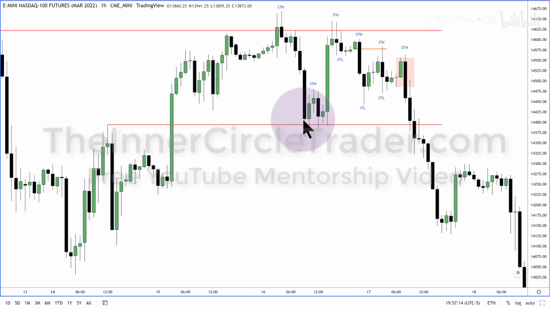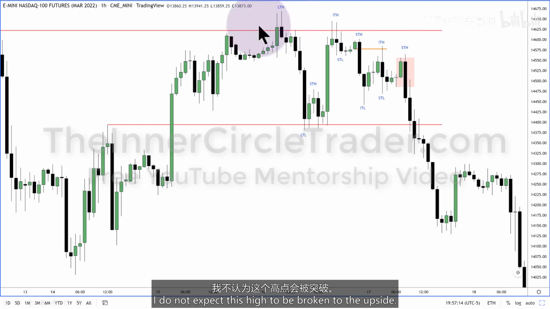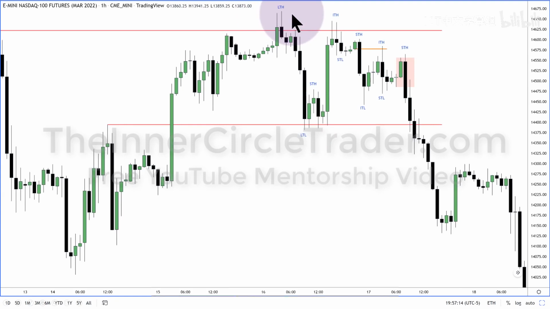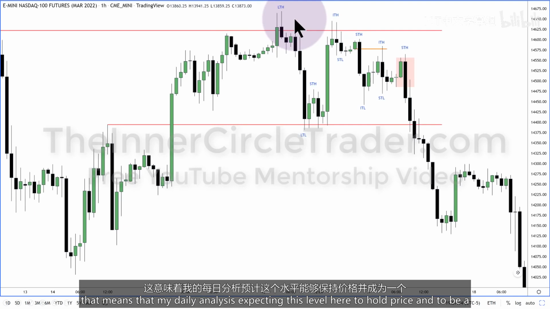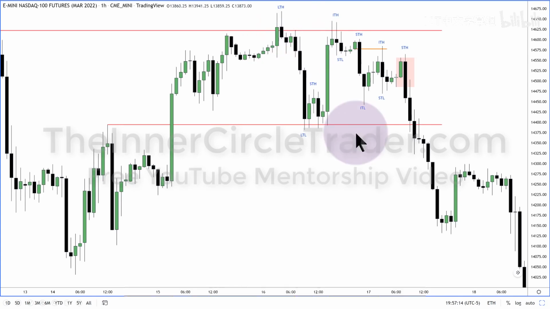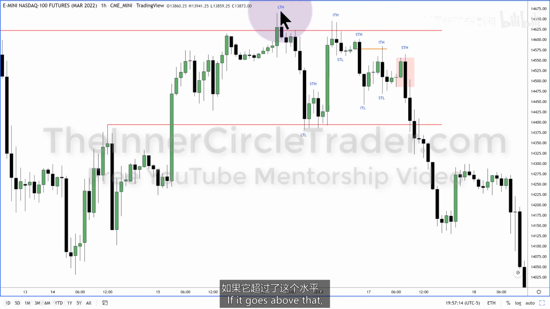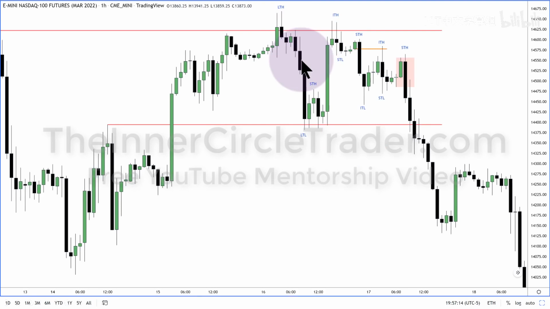And what does that mean? This now is a long-term high. I do not expect this high to be broken to the upside. Should it be broken to the upside, that means that my daily analysis, expecting this level here to hold price and to be a factor in the algorithm repricing and going lower at a later time, if it goes above that, then I'm probably wrong in my analysis.